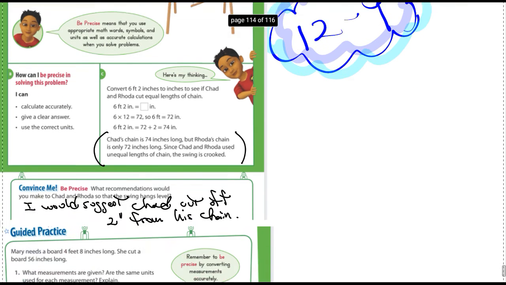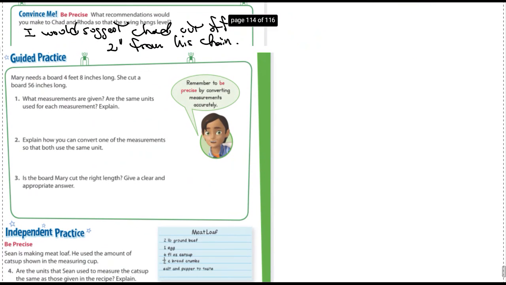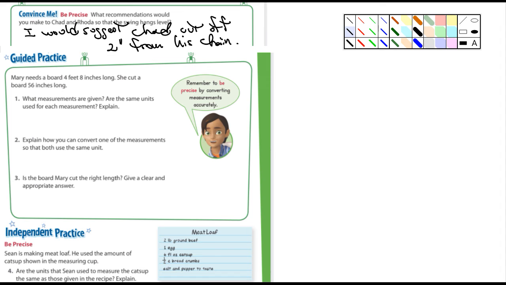All right, let's drop down to the guided practice and see if I can help you guys get going on some of these here. It says Mary needs a board 4 feet 8 inches long, and she cut a board 56 inches long. What measurements are given? Are the same units used for each measurement? Explain. Well, I can let you just put that in your own words.